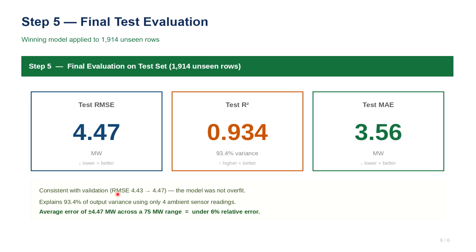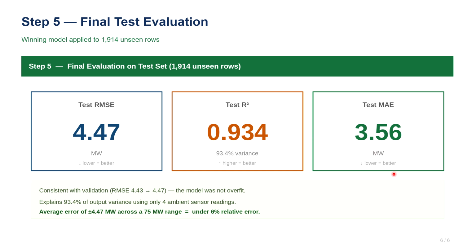Finally, step 5, the honest test. I take the winning model, Model 2, and apply it once to the 1,914 test rows that were held out from the very beginning. The results: a test RMSE of 4.47 megawatts, R squared of 0.934, and MAE of 3.56.